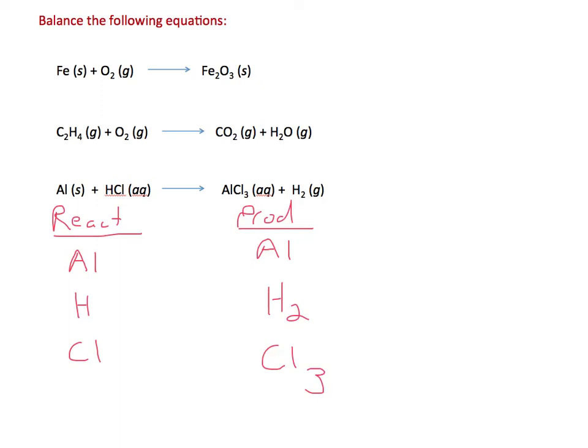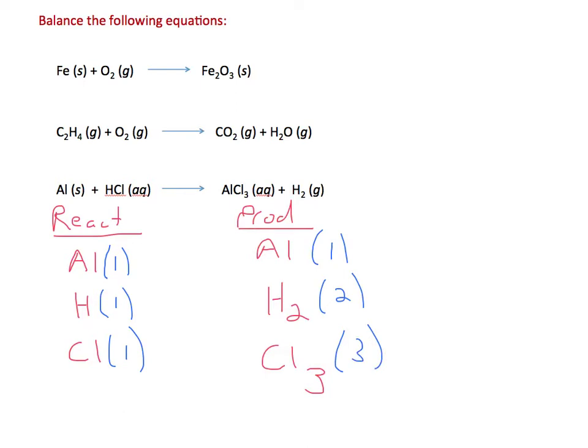Okay, this is practice problem 3.1c, and I went ahead and wrote out the reactants and the products in the first step. So the first thing we want to do is go through and say, how many of each atom do we have? So we have one aluminum, one hydrogen, one chlorine. On the other side we have one aluminum, two hydrogens, and three chlorines.